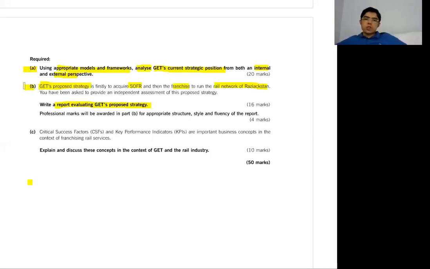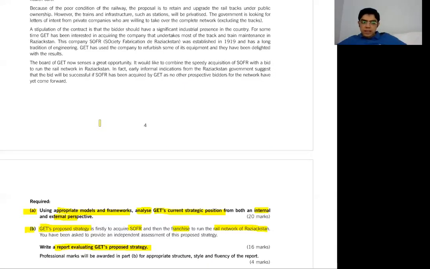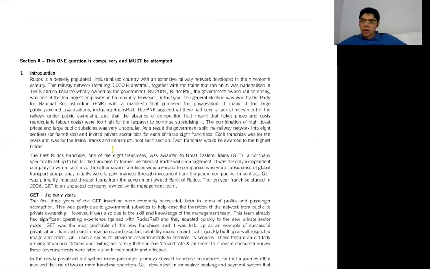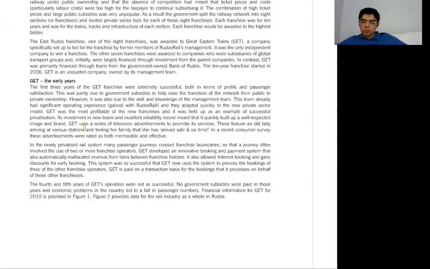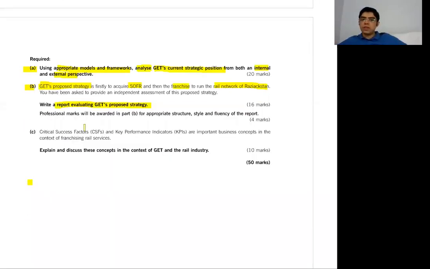Now, currently what you're supposed to do, these are the two requirements that we would be tackling. And for tackling these requirements, this is a 3-page case study that you have, right? Page 1, page 2, and page 3. These are the 3 pages of the case study, and then you have the requirements on the 4th page.